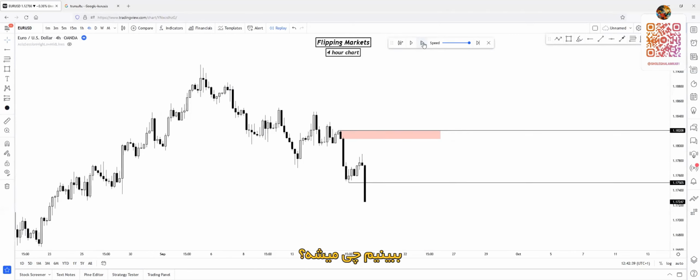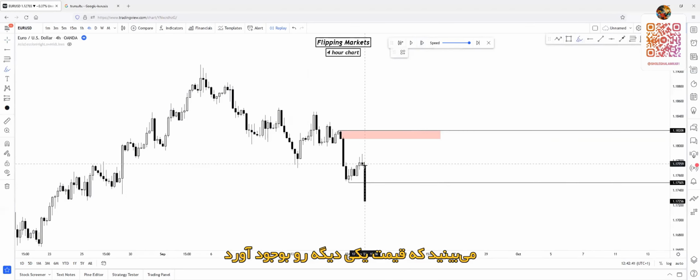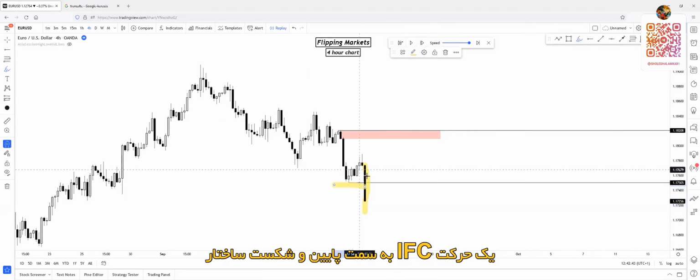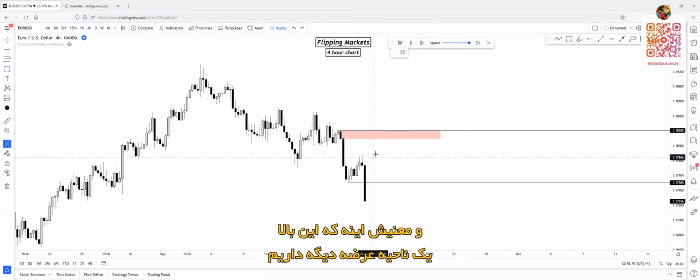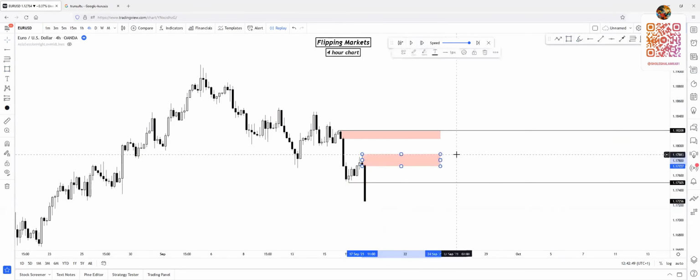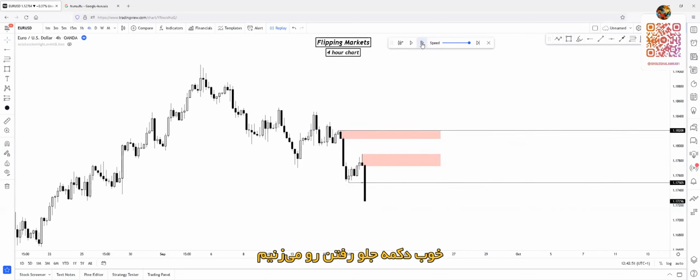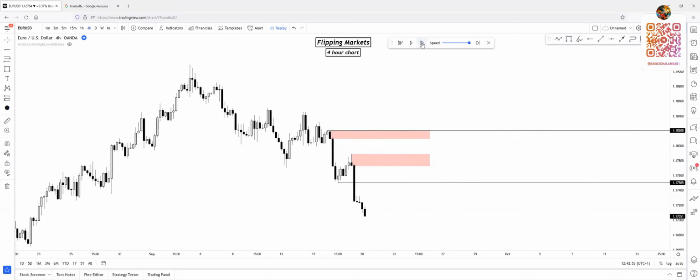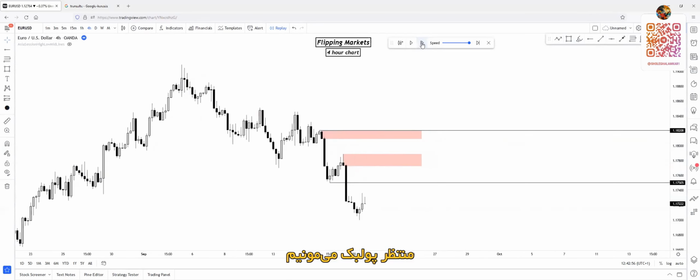Let's see what happens. Okay, as you can see, price created another inefficient movement to the downside and broke structure. So this means we have another supply zone, which is up here. Okay, let's play price. Waiting for a pullback. Okay, the pullback happened.